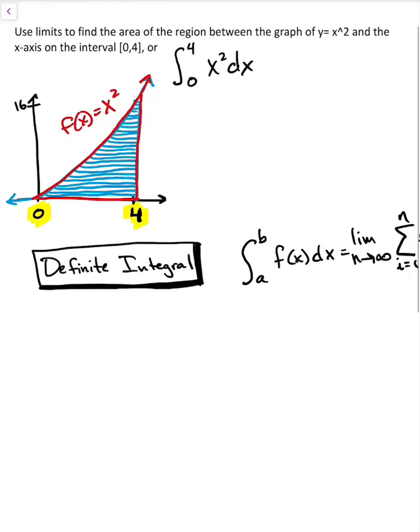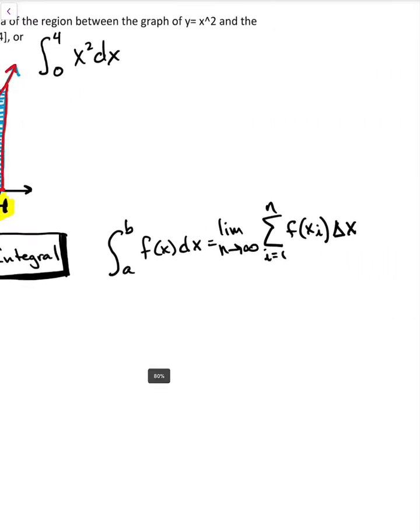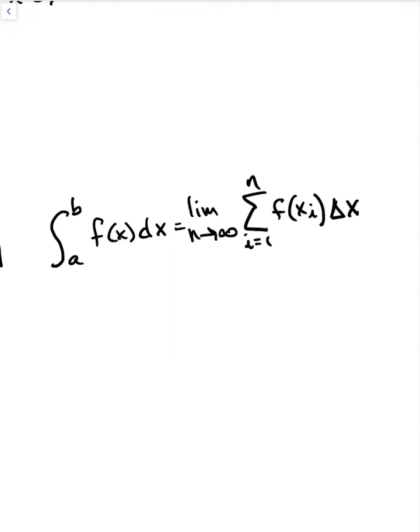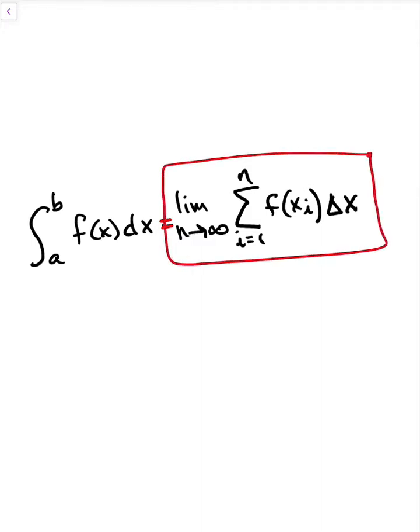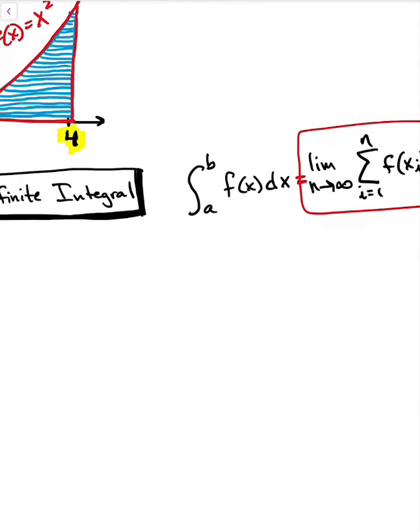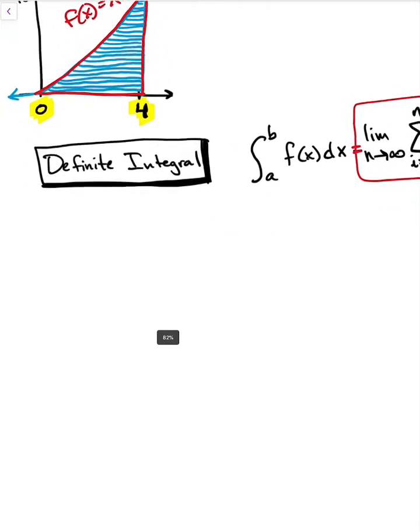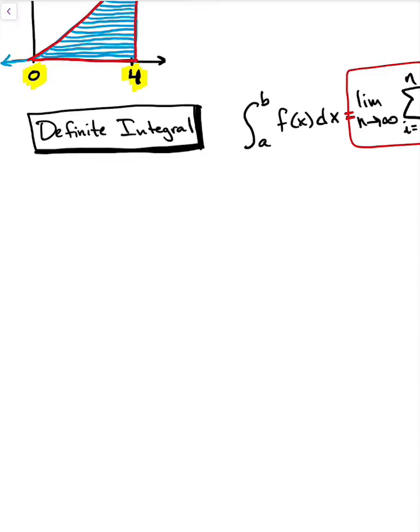So I have the definition over here. If you recall this definition from the previous video, remember that everything on the left is equal to everything on the right, and we're going to be using this notation to find our value, our area underneath that graph. So let's go ahead and get started.